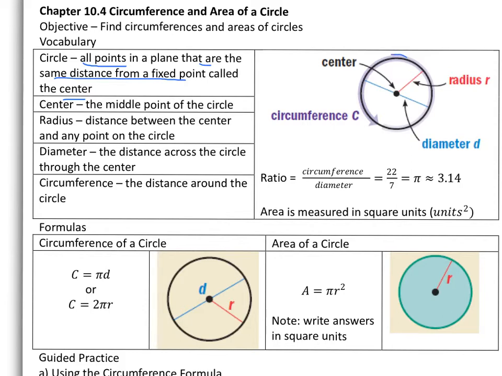So here to the right, we have a circle, and the dot in the middle will be called the center, and it is equal distance from every single point on the circle. The center is just the middle point of the circle.